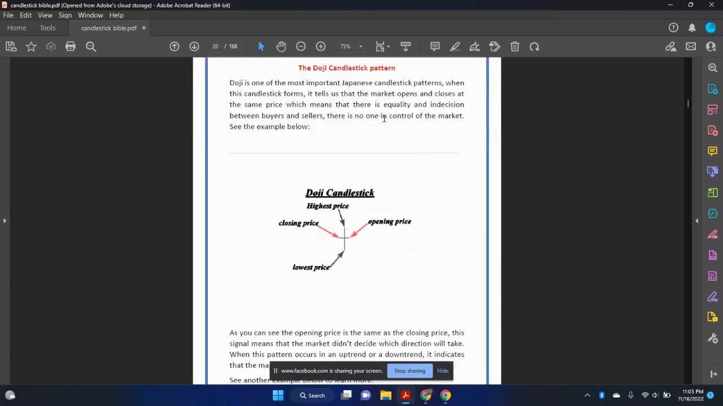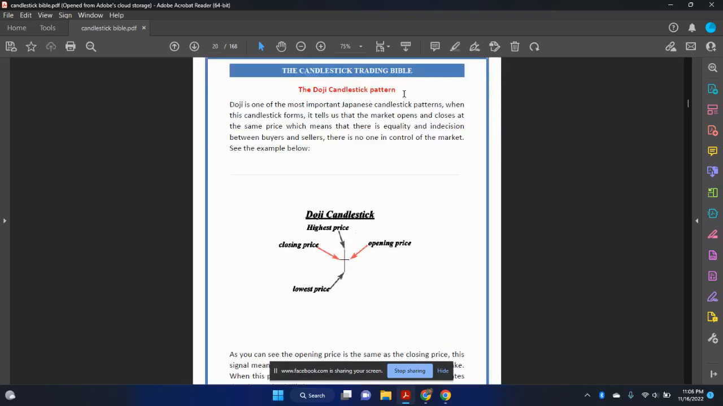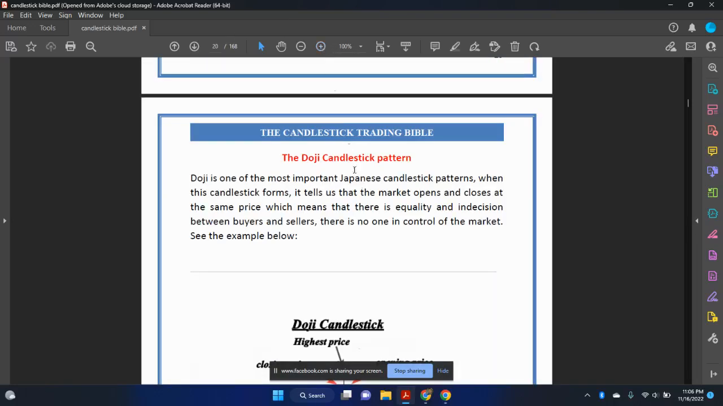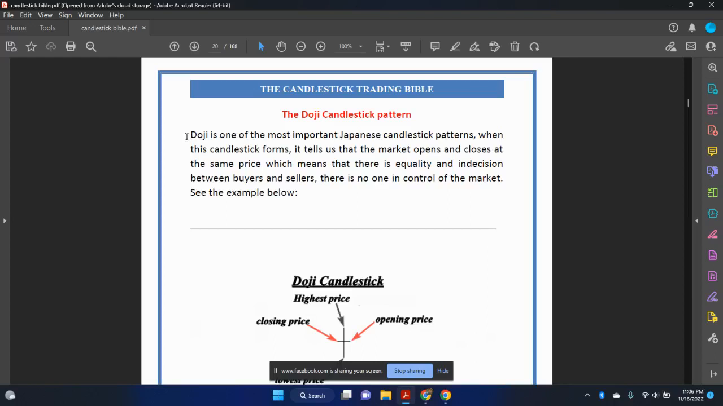Alright, so next we're going to talk about the Doji candlestick pattern. Let me space this out some so you can read it. It says the Doji is one of the most important Japanese candlestick patterns. When this candlestick forms, it tells us that the market opens and closes at the same price, which means that there is... Did we go over the open and close? I believe so in the first one. But if not, we can go over it at the end of this call.